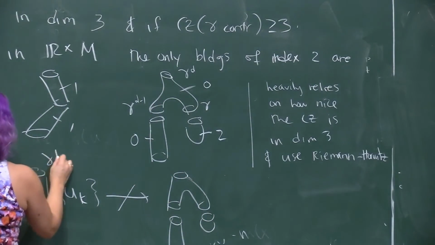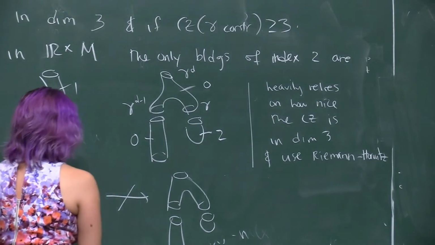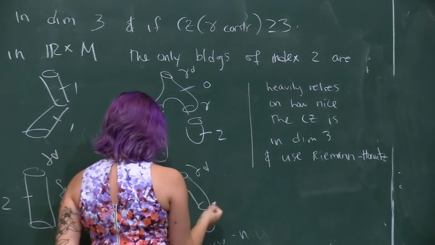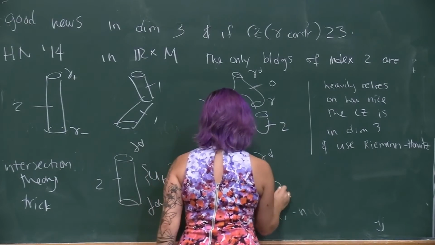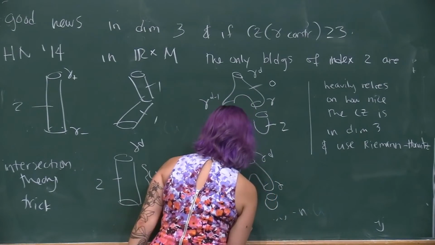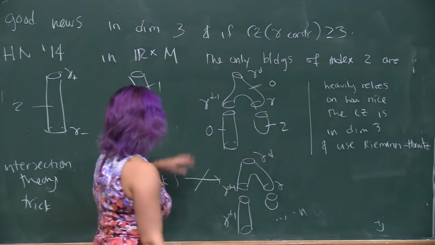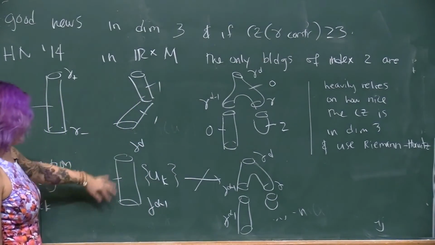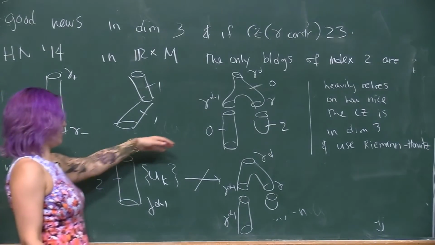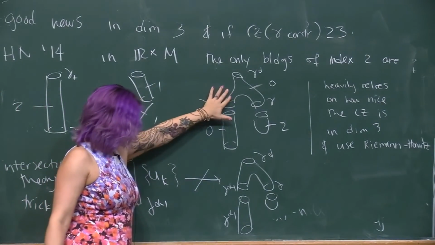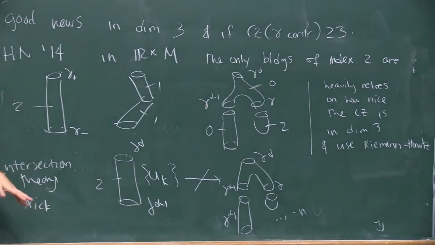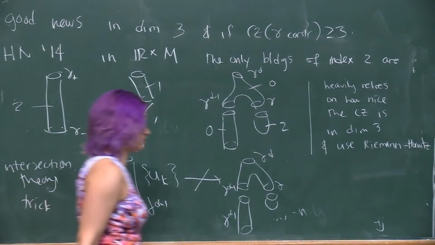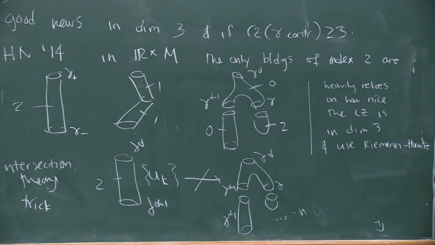So this is gamma d, this is gamma d minus 1. So this uses positivity of intersections, and by excluding this third type, by saying that if you have a sequence of index difference 2 cylinders, it can't break into this configuration, then that means that we can run compactness the way that we want to, as it appeared in Morse theory and Hamiltonian Floer theory.